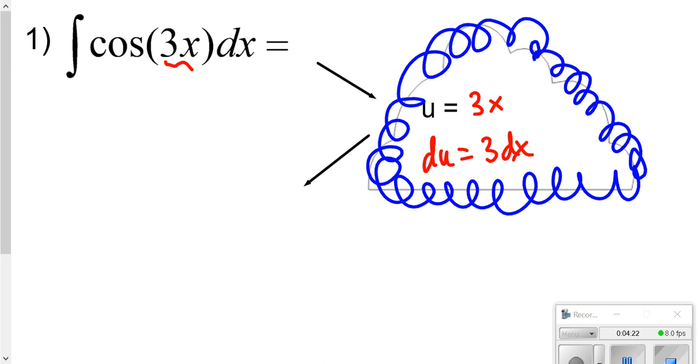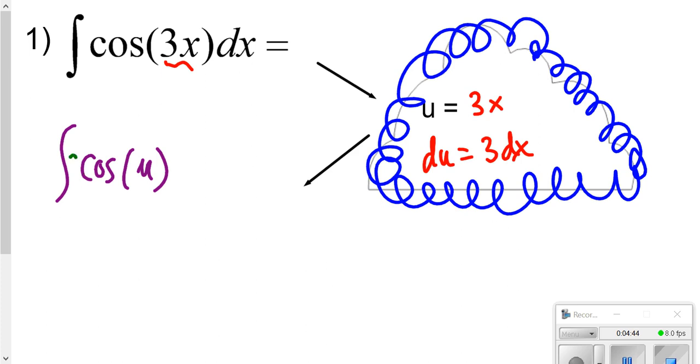When we come back to our problem here, we rewrite the cosine of 3x as the cosine of u. But now we have a problem here. The problem is I want a du here, but if you see, du is 3 dx. We need to put a 3 in the problem somehow. Yeah, so sometimes I just put it over here.